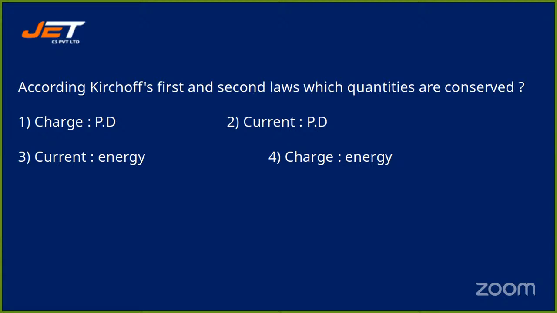According to Kirchhoff first and second laws, which quantities are conserved? What are Kirchhoff first and second laws? Kirchhoff first law says that the total current entering any junction in a circuit is equal to the total current leaving the junction. Simple. That is Kirchhoff first law. What is the second law? The sum of all the voltage drops in a closed loop in a circuit is always equal to 0.